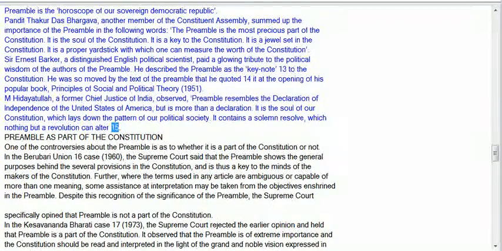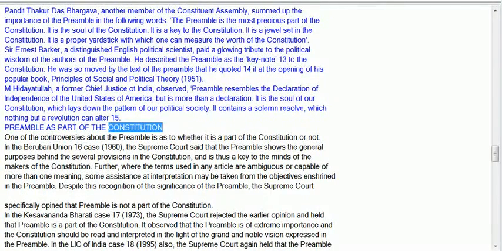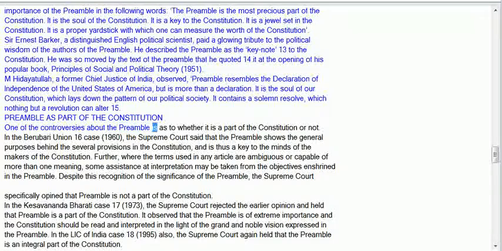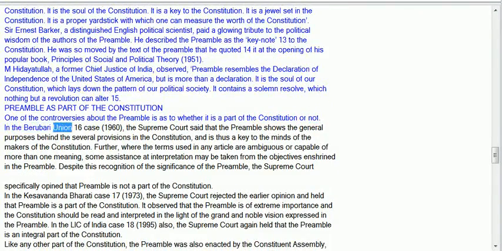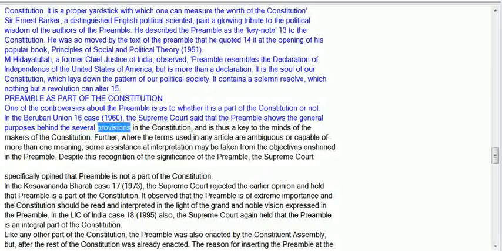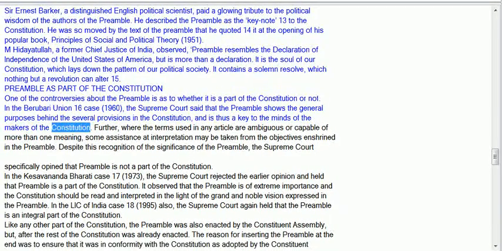Preamble as part of the Constitution. One of the controversies about the preamble is as to whether it is a part of the Constitution or not. In the Berubari Union case, 1960, the Supreme Court said that the preamble shows the general purposes behind the several provisions in the Constitution, and is thus a key to the minds of the makers of the Constitution.